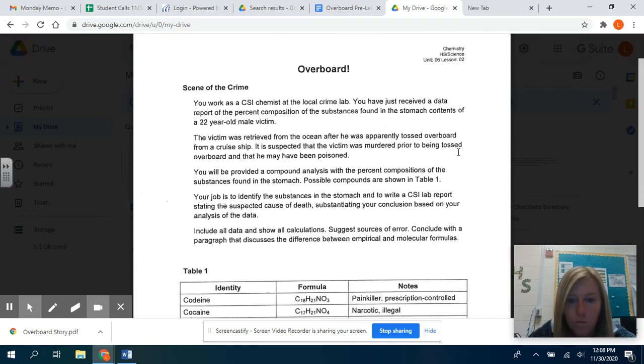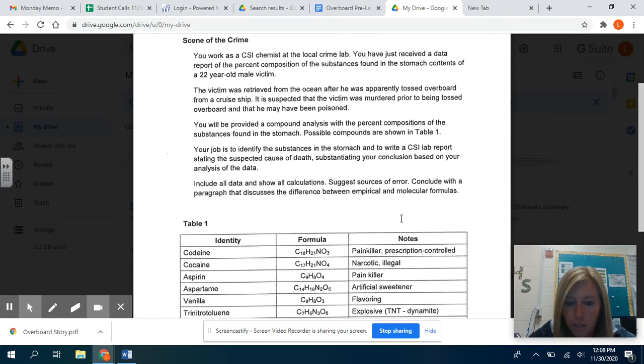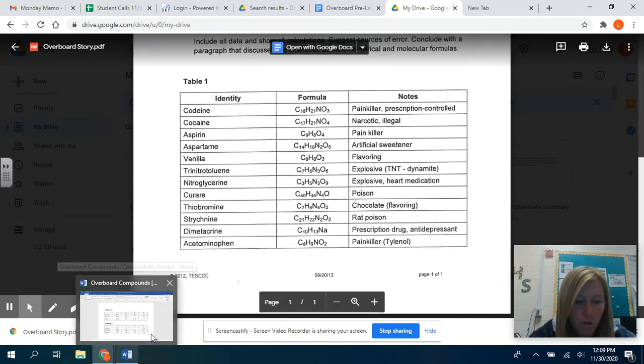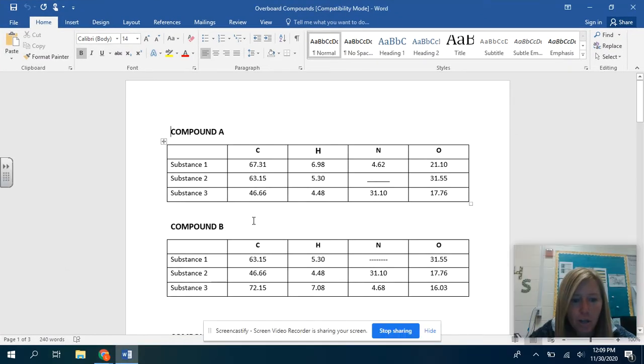Obviously, your purpose is to decide if he was murdered or not by using the empirical formula to figure out which one of these was in his stomach. Now, let me clarify. This table here is what you're going to use once you find this right here. You're going to take your percent composition. Let me show you what yours may look like. This is what you're going to get, but you're only going to get one. So let's just say you got compound A, and one of you will, okay? If you get compound A, this is carbon, this is hydrogen, this is nitrogen, and this is oxygen. These are your percent composition.